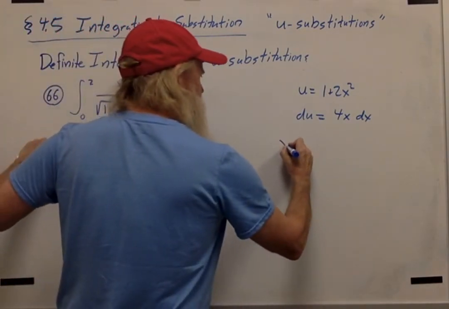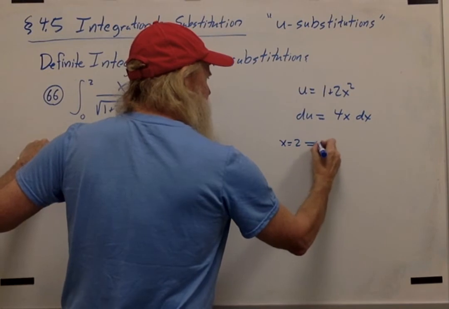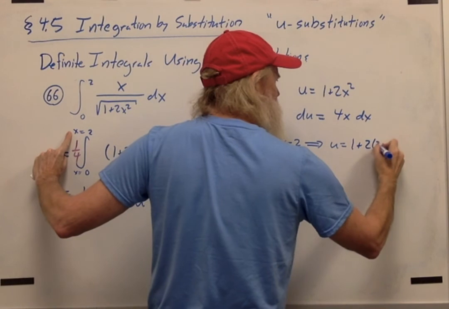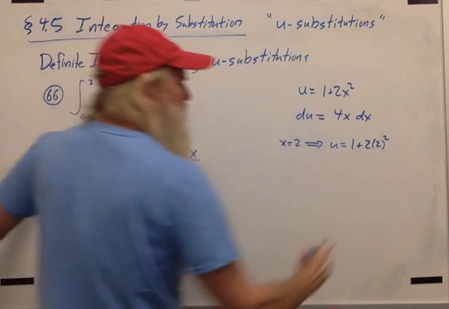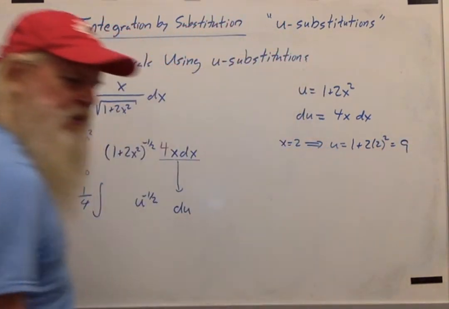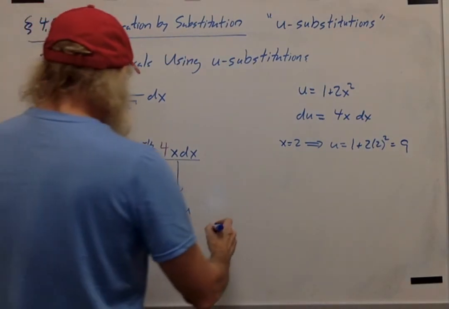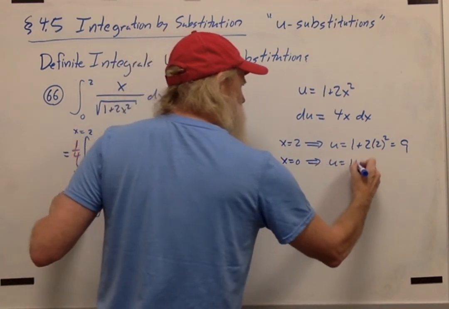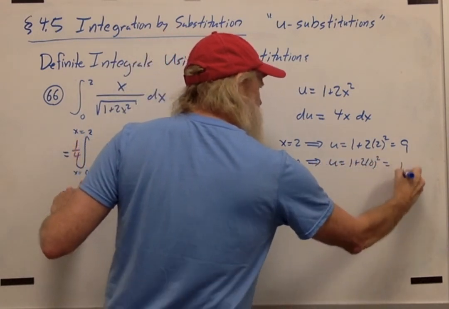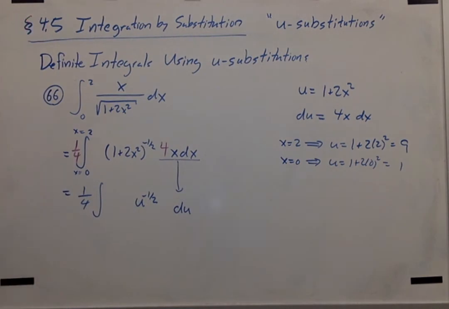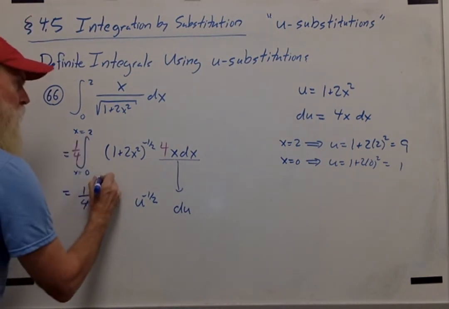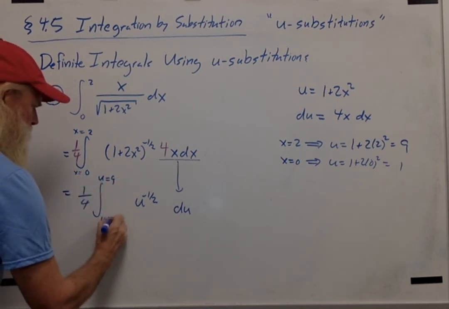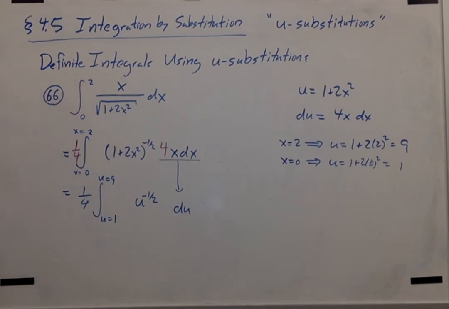Let's start off with x equals 2. If x is 2, then u is 1 plus 2 times 2 squared, which is 9. And if x is equal to 0, then u is 1 plus 2 times 0 squared, which is 1. So x equals 2 corresponds to u equals 9. x equals 0 corresponds to u equals 1.